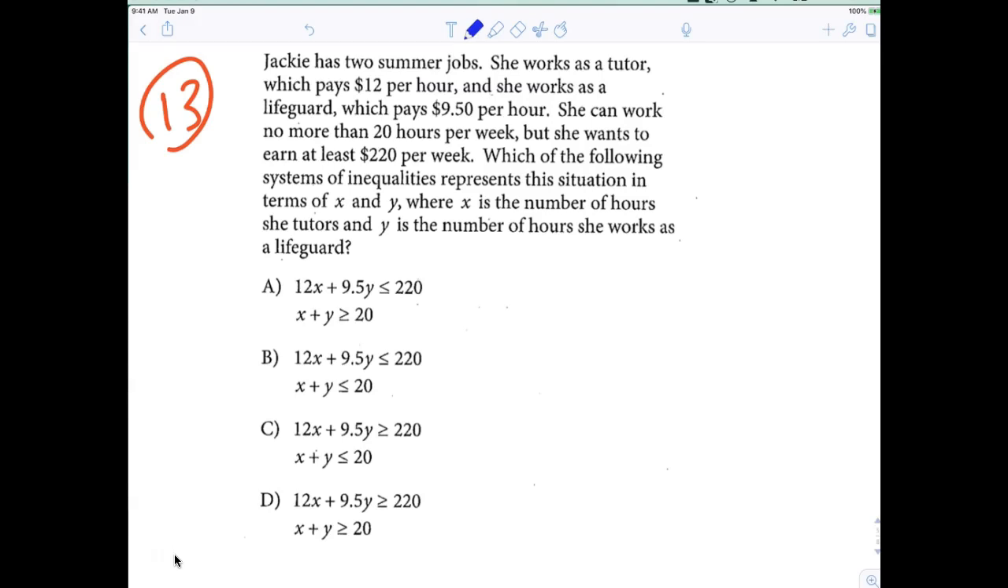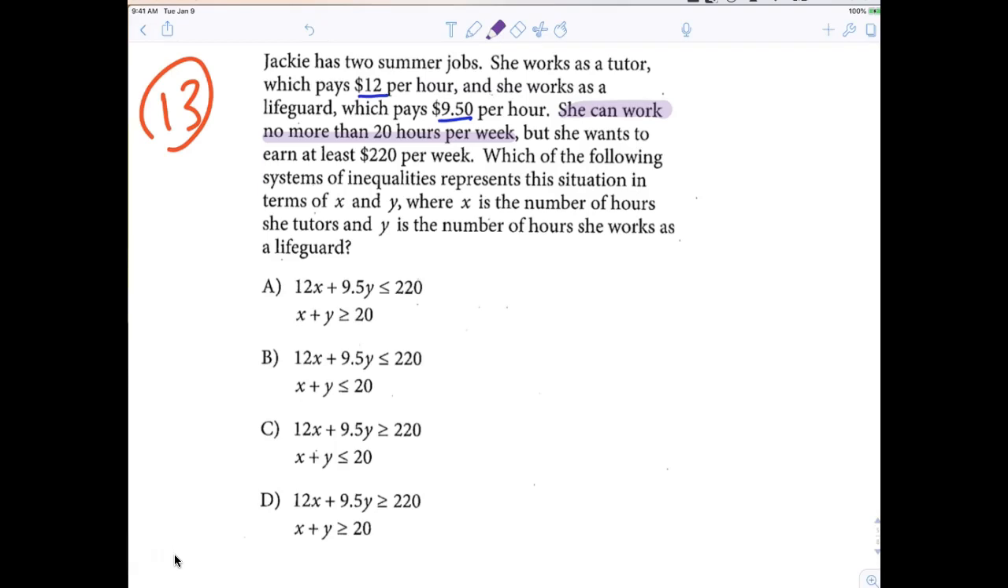All right, so now the person says that she can make $12 per hour as a tutor and $9.50 as a lifeguard. She can work no more than what? No more than 20 hours. Now the problem here is the average kid sees no more than and thinks it's what? Greater than, because it says more than. No more than means what? Less than. All right, less than or equal to 20.